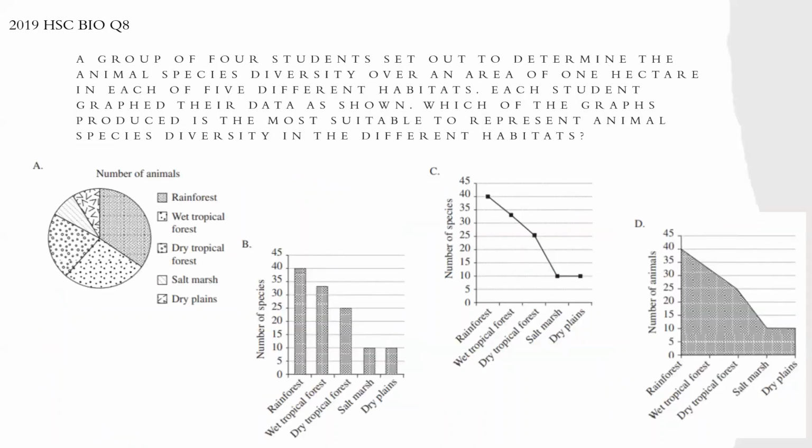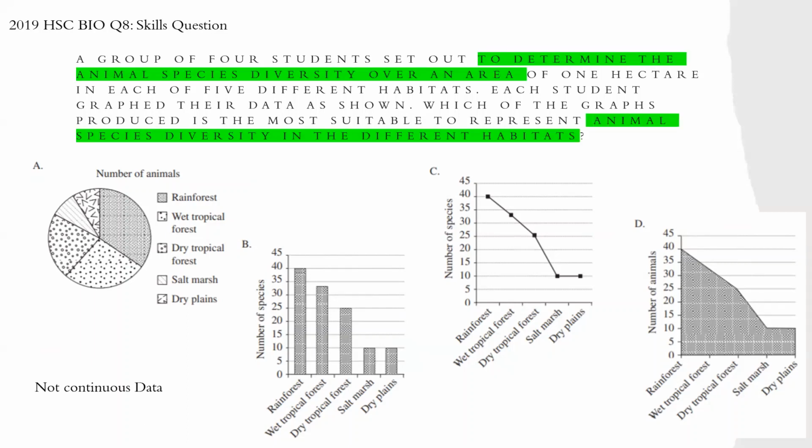Okay, so next we've got a question which wants us to represent data. So what's important is that you actually go through and highlight what they want you to do. So we know this is not continuous data for the different species. And essentially what you want to look at is the animal species diversity over an area. So instantly we can cross out option A and D.